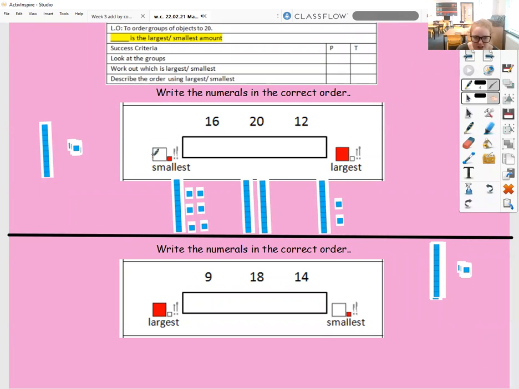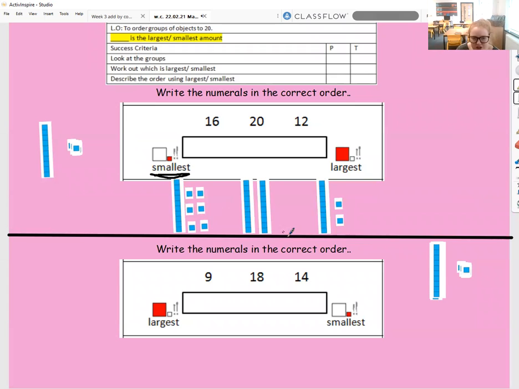I want to know which is the smallest number to start with. Which is the smallest number? Well, let's start with the 10s. 16 has 1 10, 20 has 2 10s, and 12 has 1 10. So which has the most amount of 10s? I've gone the wrong way here. We're looking for the smallest number. So we know that 20 has the most 10s. In fact, I'm going to put 20 up here because I know 20 is the largest number because 20 has 2 10s, and 2 10s is always going to be bigger than any number with 1 10. So 2 10s, 20 is the largest number.